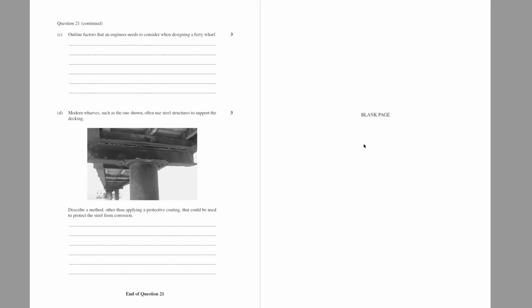Okay, so outline factors that an engineer needs to consider when designing a ferry wharf. Again, this is one of those management questions. There have been ones on, like, where would you put a telecommunications tower? It's not a bad question, it's just, if you're not ready for it, and this is where doing practice papers helps you to prepare, I can see where people look at this and think, I just don't know, this wasn't something I studied for.